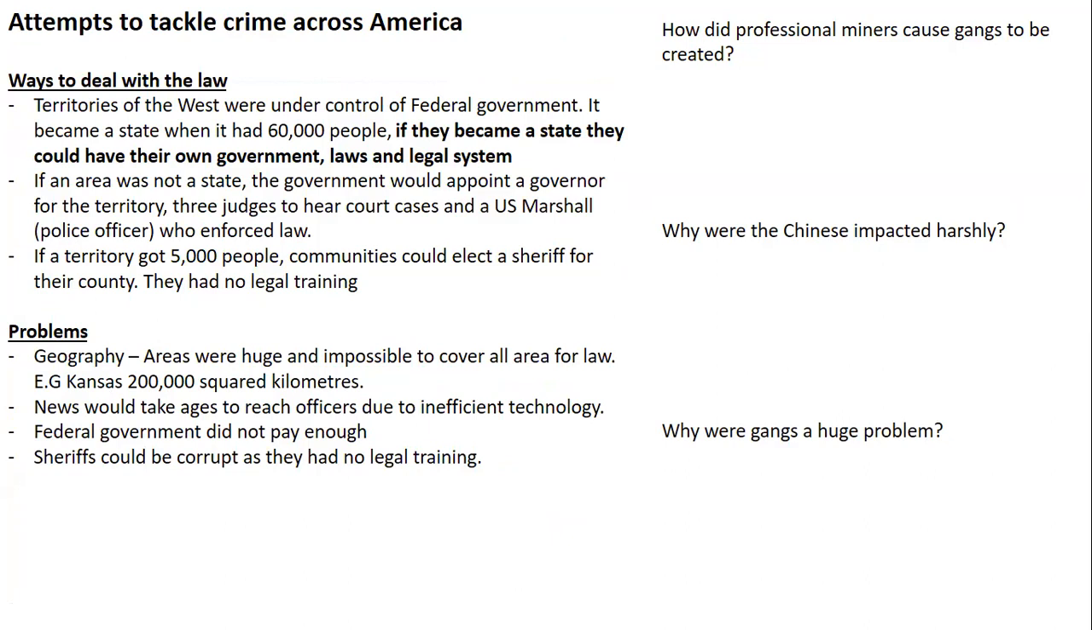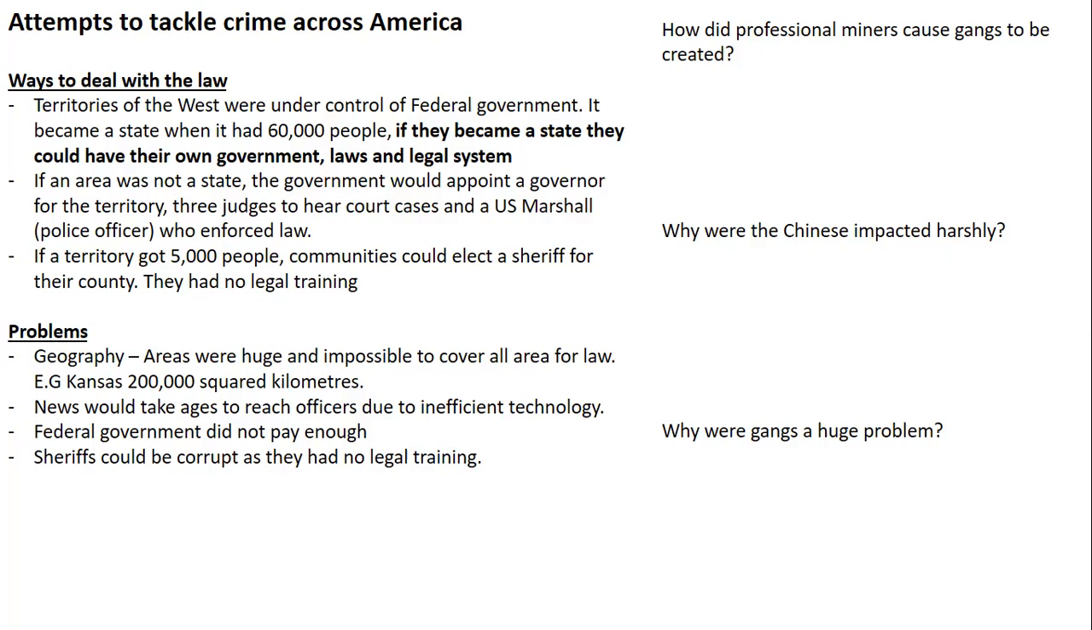So you need to consider here the growth of population led to different areas. Even in America today, different states have different approaches to laws. If an area wasn't a state, then the government would appoint a governor for the territory, 3 judges, and a US Marshal. Realistically, was that enough? No. America was far too vast with a small-scale system.